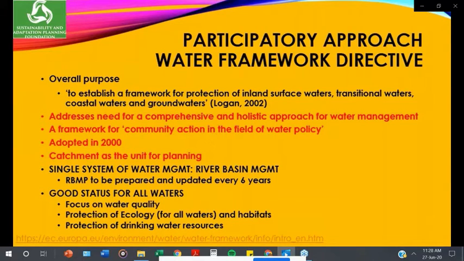That is why this directive came up in 2000, and it's been almost 20 years, and the member states are still evolving. They are learning with the preparation of river basin management plans and the cycles. So it's evolving in that sense. The best part about this is that it promotes the catchment as a unit for planning through a participatory approach. It advocates a single system of water management, which is governed by these river basin management plans, which are prepared every 6 years. The idea is to get a good status for all waters with focus on water quality, protection of ecology and habitats, and protection of drinking water sources.